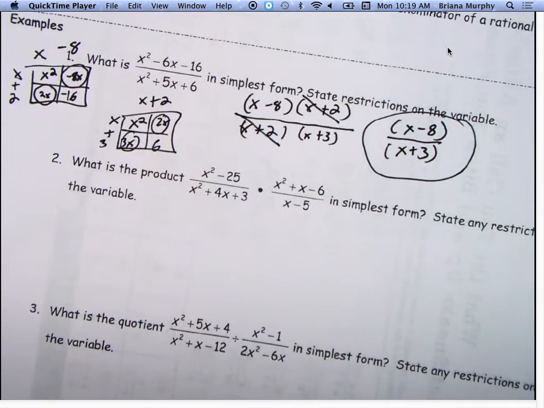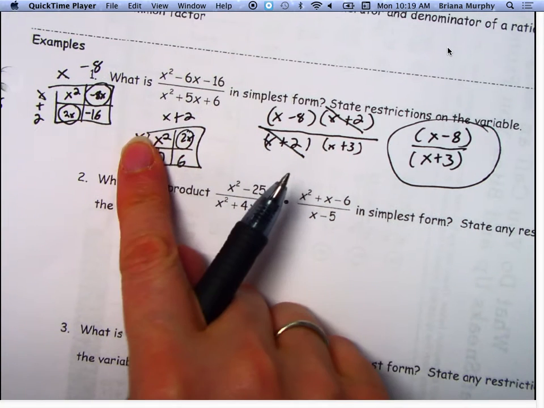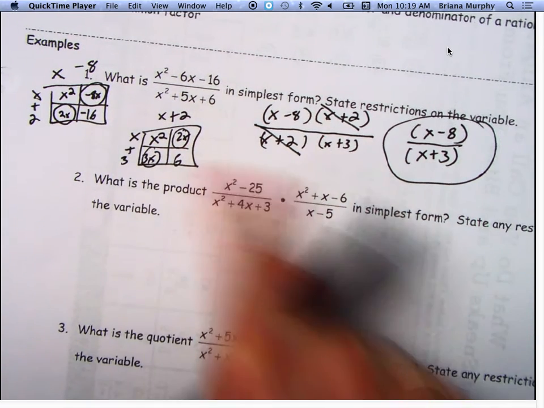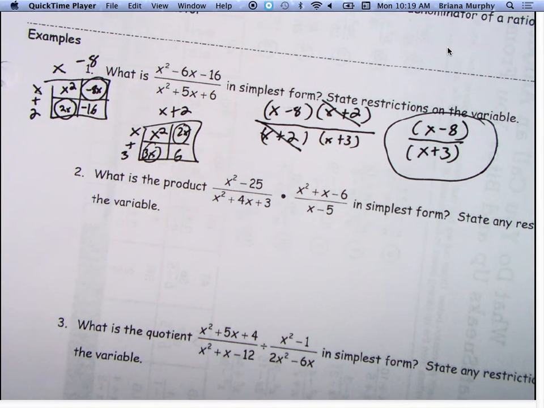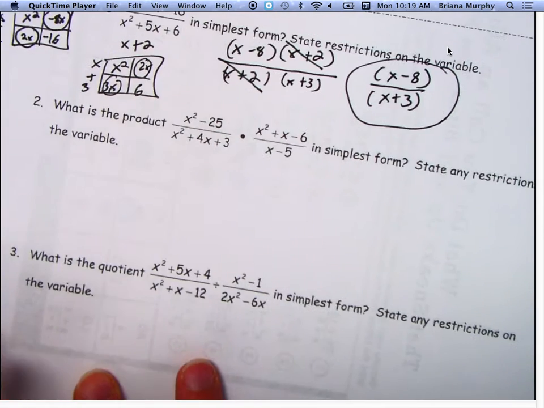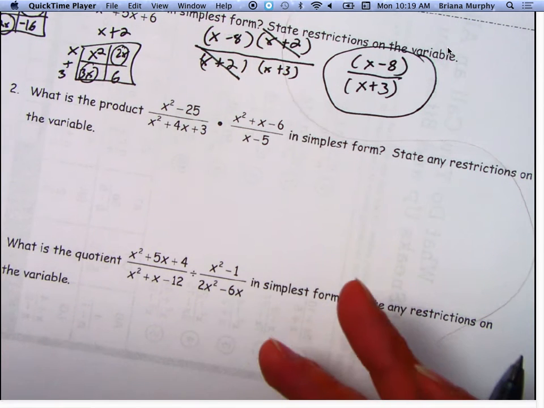Okay. So your homework and your classwork tonight is just going to be these. Quotient and multiplication we will do tomorrow, but there is some more simplifying in here, and plus I want you to get kind of used to the multiplication and division, okay? So we're going to do a couple of those. The only difference with multiplication is there's more things to factor.